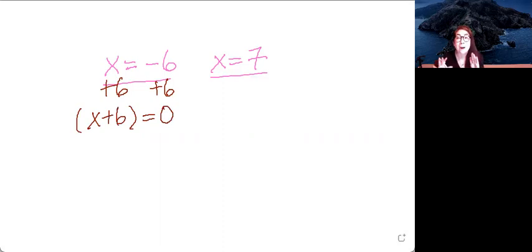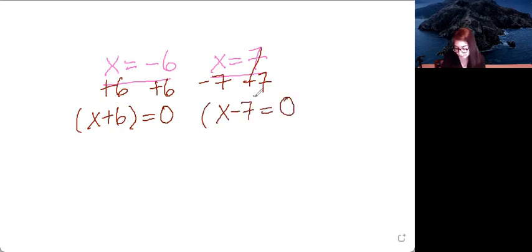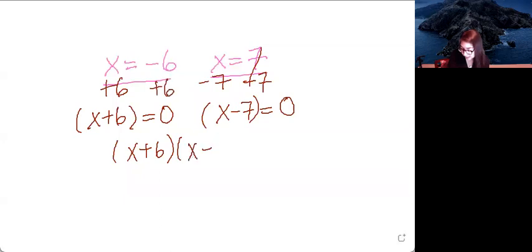You see how we did the opposite. Instead of getting the 6 on the other side, to get x by itself, we want to put it back with x. So how do we get this 7 back with x? Well, we're going to have to subtract it from both sides. So x minus 7 equals 0. And see, now we have the factors. Now we put them right next to each other: x plus 6 times x minus 7. Those are our factors, and those were equal to 0.